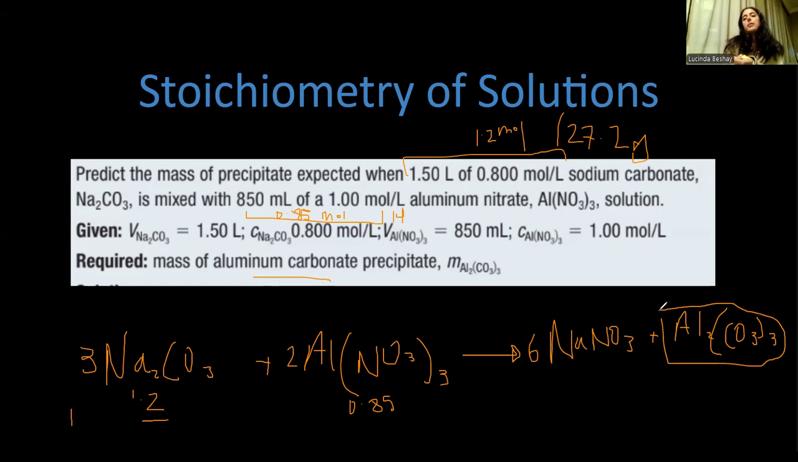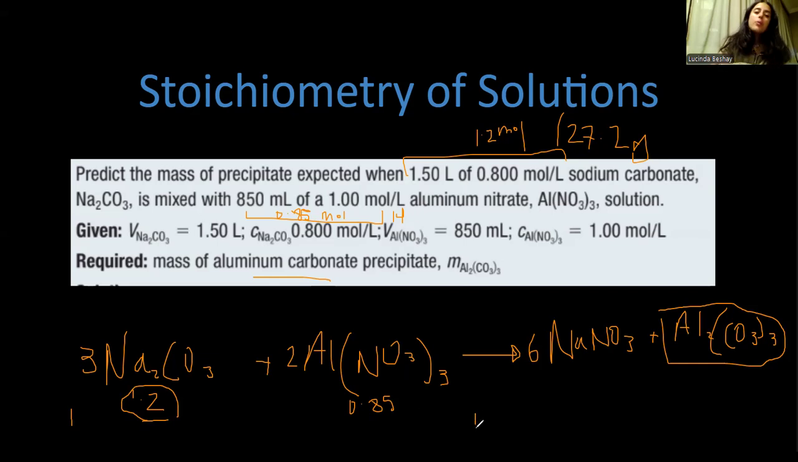We're trying to find information on aluminum carbonate. So I'm going to use the molar ratio between sodium carbonate, which is the limiting reagent. I'm just going to circle it so we don't forget. And I'm going to convert the 1.2 moles using the molar ratio to aluminum carbonate so that then I'm able to find the mass of the aluminum carbonate precipitate.